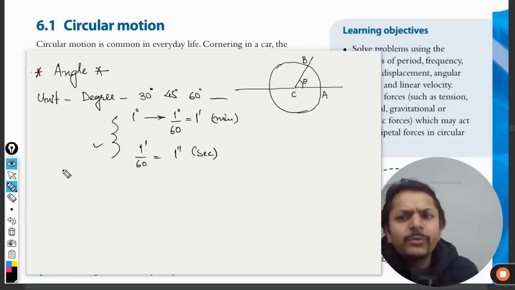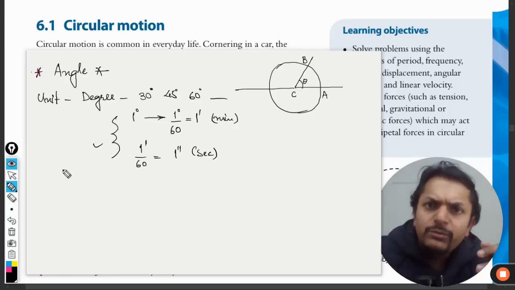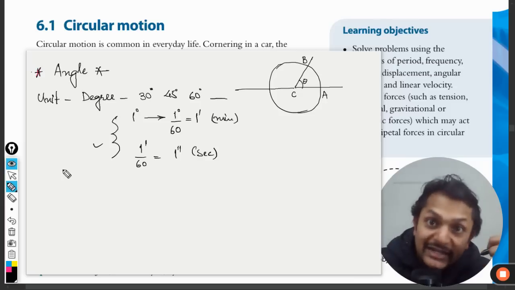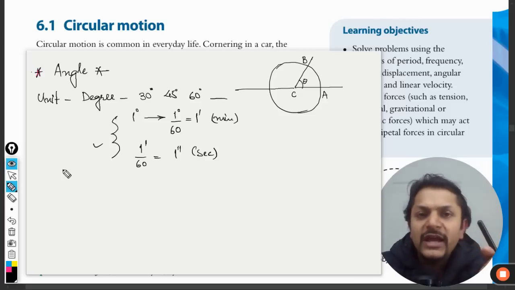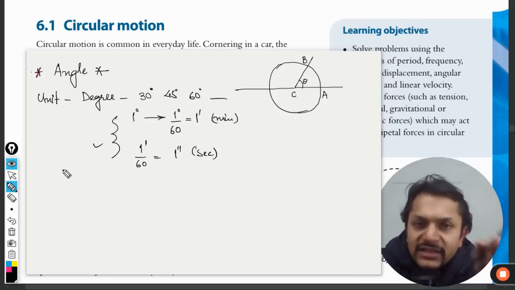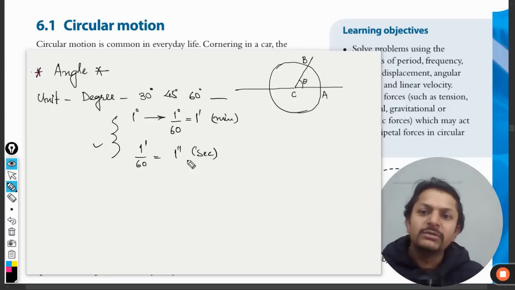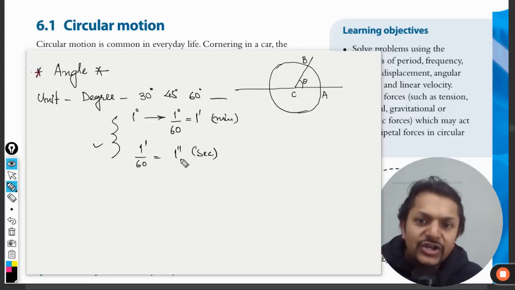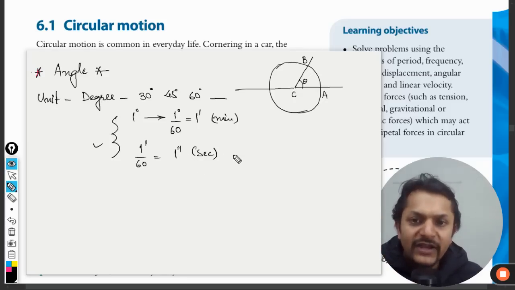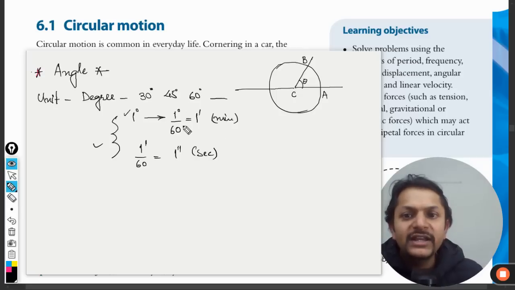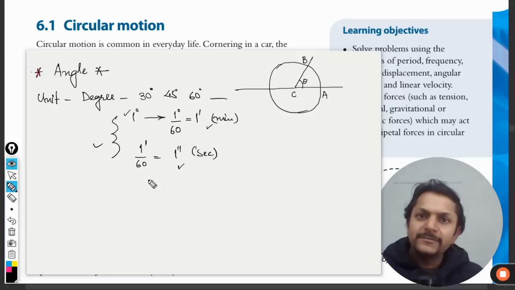This is important from the point of view of astrophysics, because we would be defining many units at that time, and astrophysics has been added into the syllabus in the new syllabus. So that is covered in both the old syllabus as well as the new syllabus. This is a double dash, that is seconds. So it is very, very important to know it. 1 degree divided by 60 is 1 minute. 1 minute divided by 60 will become 1 second. That's it for the degree.